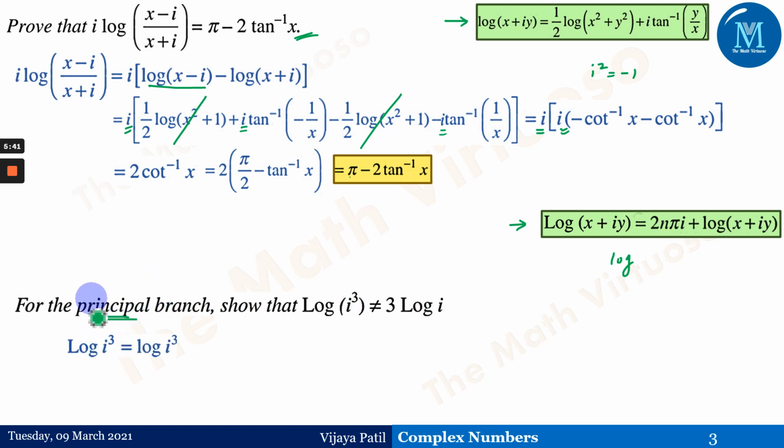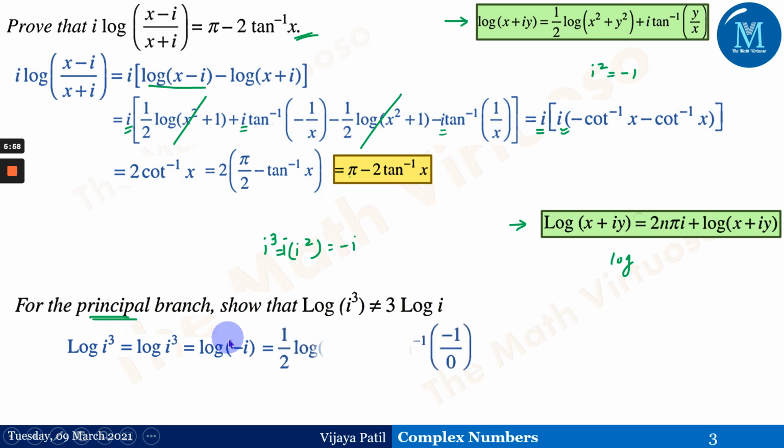So now, because they have asked us for the principal branch only, log i cube is equal to log of i cube, which is equal to log of minus i, because i cube is equal to i squared into i, that is nothing but minus of i. So this is equal to 1 by 2 log. Now minus i is nothing but 0 plus 0 minus i, that is x is 0, y is minus 1. So we are putting these values over here. We are going to get this value, which is equal to, now log of 1 is always equal to 0. So log of 1 is 0, that means this particular branch will go to 0.